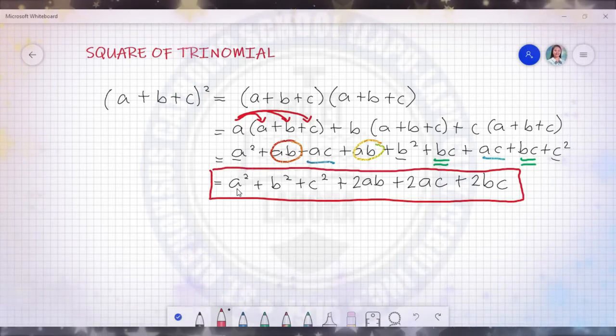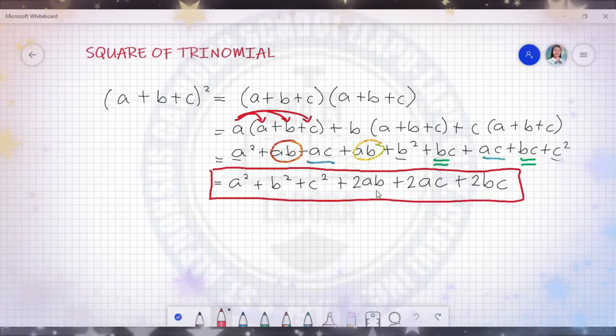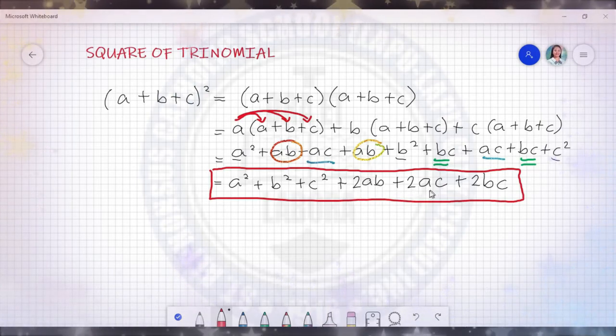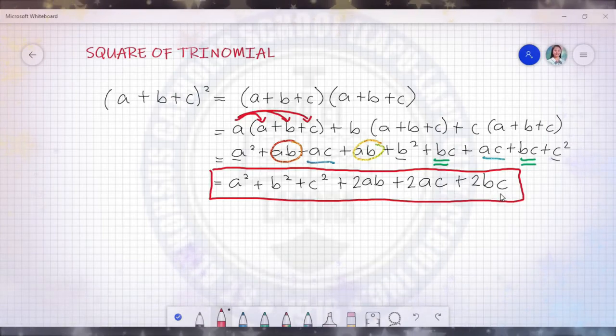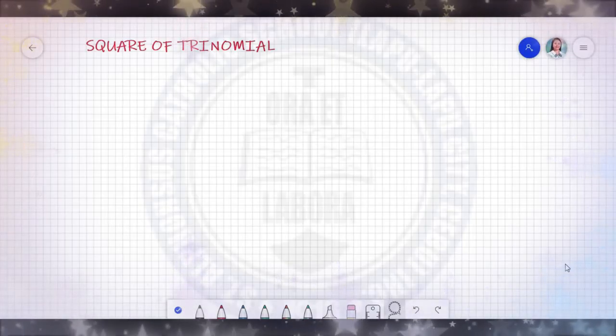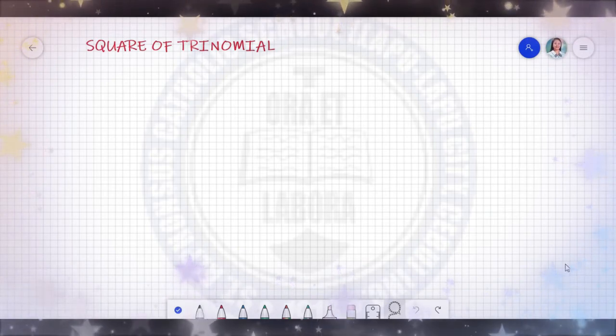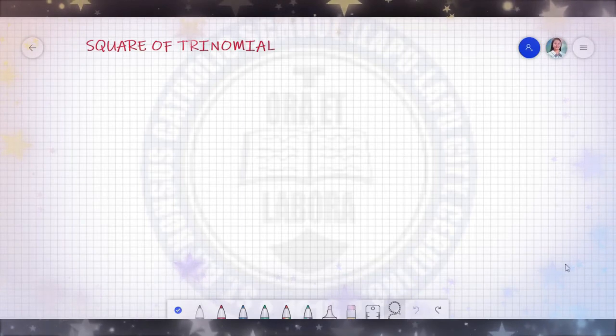It is: square the first term, square the second term, square the third term, twice the product of the first and second term, twice the product of the first and the third term, and twice the product of the second and the third term. For you to understand better how to solve problems involving square of trinomial, let's have examples.